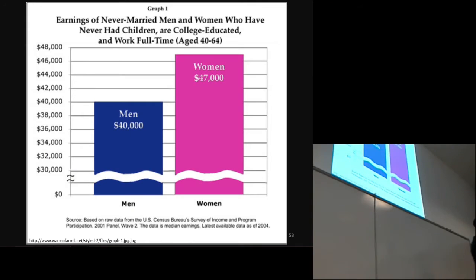Here's another set of data. So this set of data is the earnings of never married men and women who have never had children and are college educated and work full time.